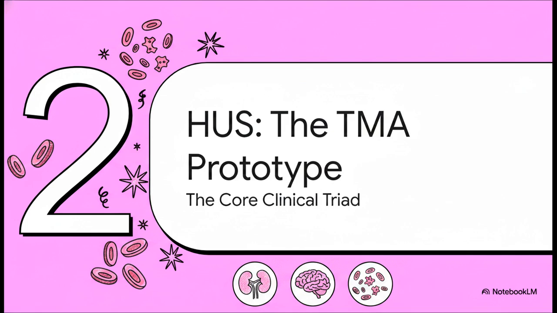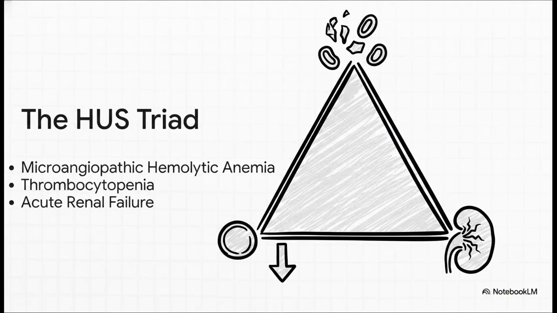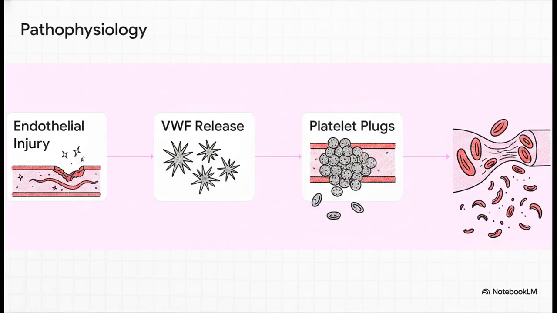We're now going to focus on hemolytic uremic syndrome, or HUS, as the archetypal disease to really understand TMA. The classical presentation of HUS is defined by this essential clinical triad: microangiopathic hemolytic anemia, thrombocytopenia, which is a low platelet count, and acute renal failure. And this brilliantly illustrates the causal sequence of events. It all starts with an injury to the endothelium, the lining of those small blood vessels. This triggers a cascade that results in both the consumption of platelets, leading to thrombocytopenia, and the mechanical destruction of red blood cells as they try to pass through these clogged vessels.